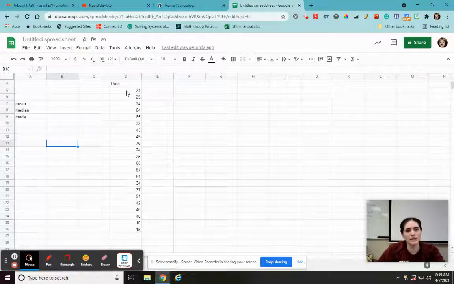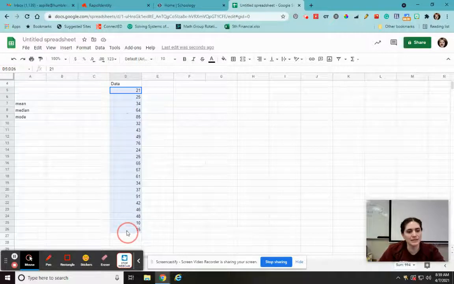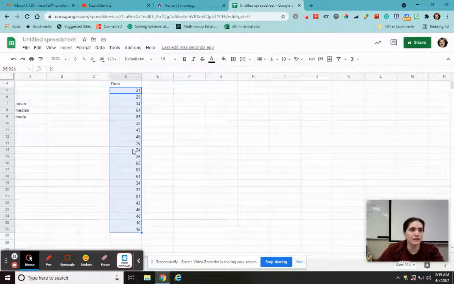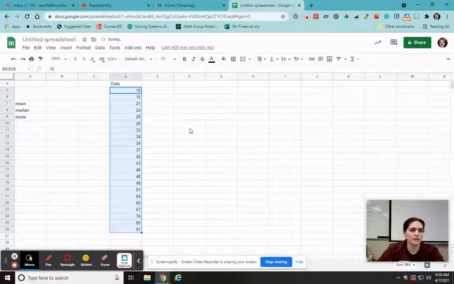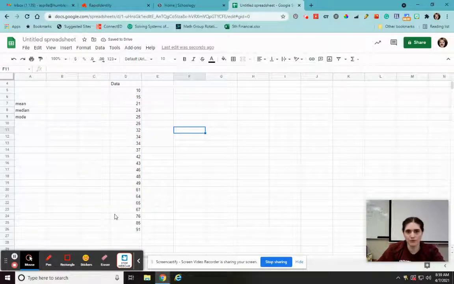So the first thing I want to do with my data is sort it because it's just easier to see. So I'm going to go to data. Notice I highlighted that first. I want to sort range A to Z. That means smallest to highest. So ta-da, it's sorted. It does it for me.